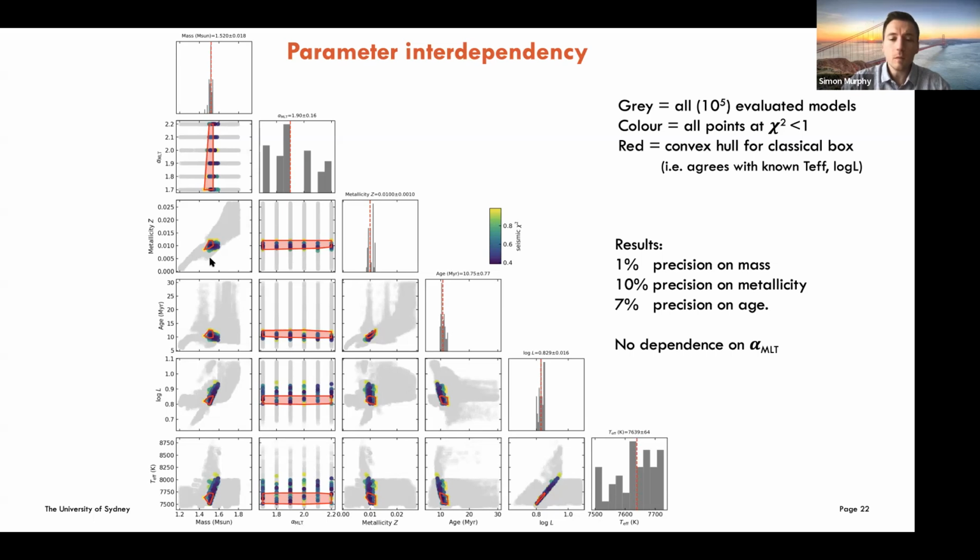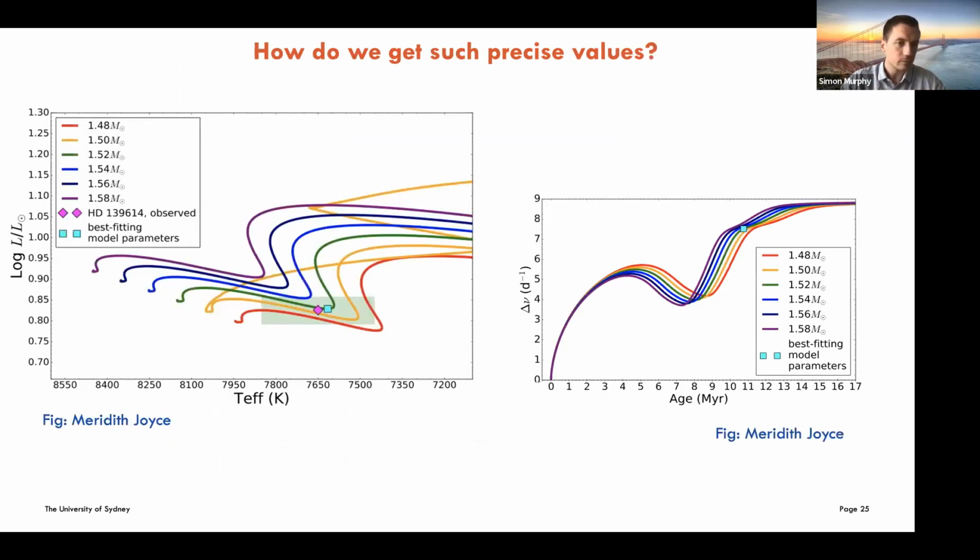Okay. When we do this, we get about a 1% precision on the mass, 10% on the metallicity, and 7% precision on the stellar age. We found no dependence on the mixing length alpha, which is nice because that means going forward we have one less parameter that we have to compute models for. It saves us a lot of time. So that was 100,000 models that we evaluated.